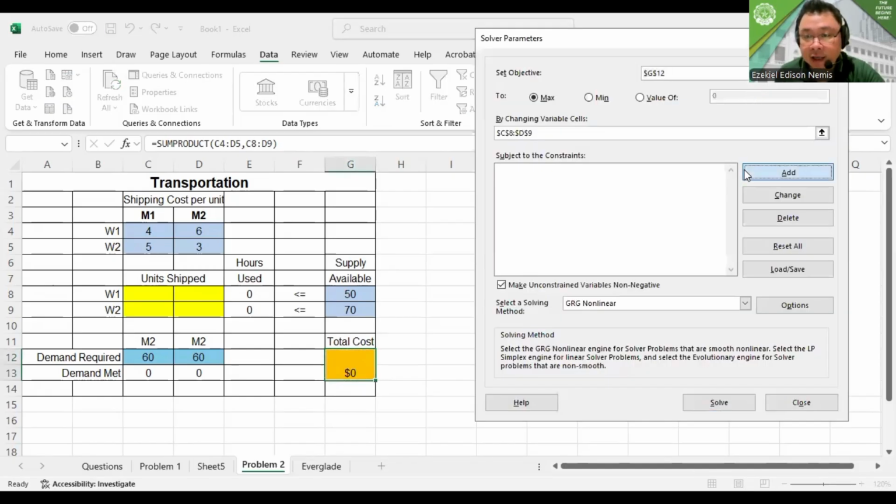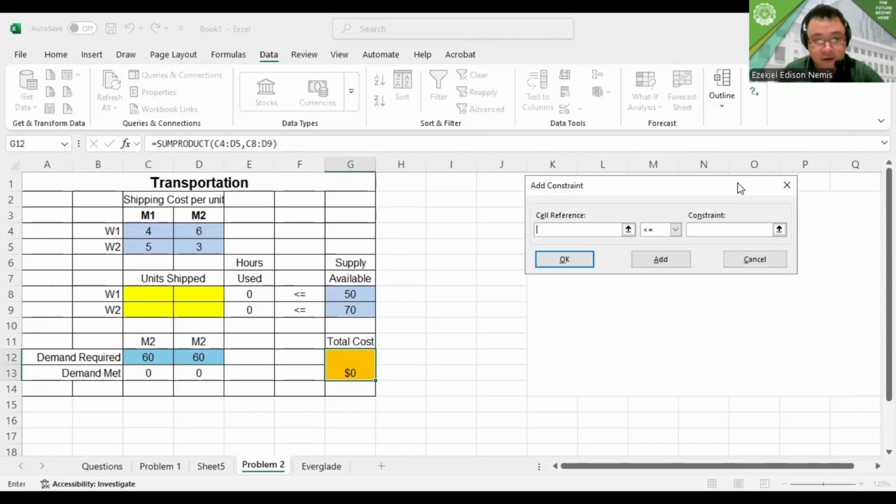Right-click the data. Let's add the constraint. The first constraint is between the hours used. Then constraint here. That's the basic one. Another one, we have this one. And then the constraint is here. Then add. So then these are the tricky ones. These are the new constraints that we need to add.